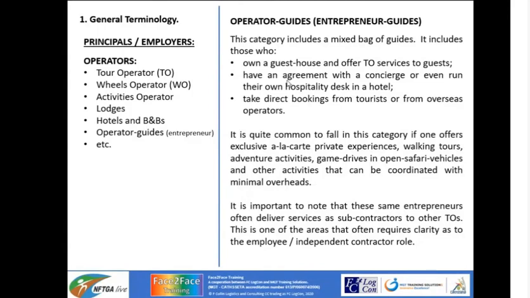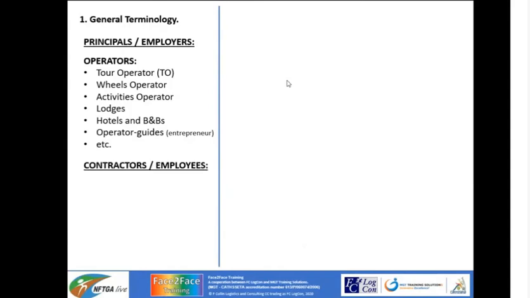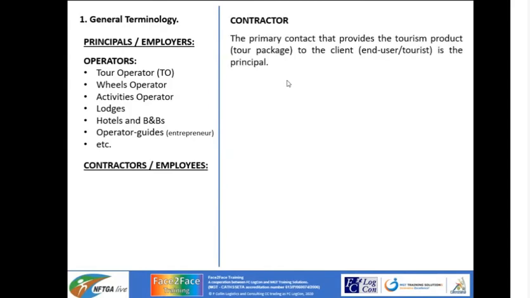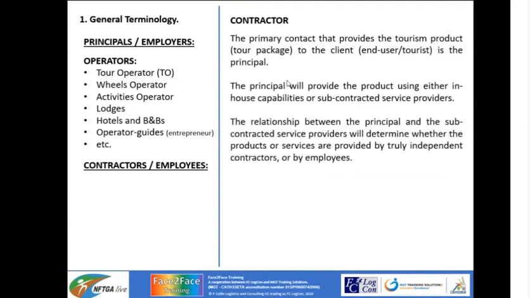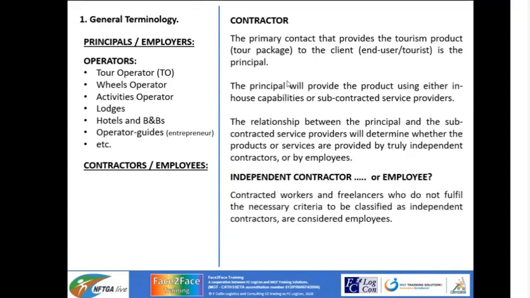Right. So let's have a look at what contractors are. The primary contact that provides the tourism package is the principal. We've said that. Now, they might be using different service providers, and these service providers will either be truly independent or they will be employees. So what are you? Are you an independent contractor or an employee?